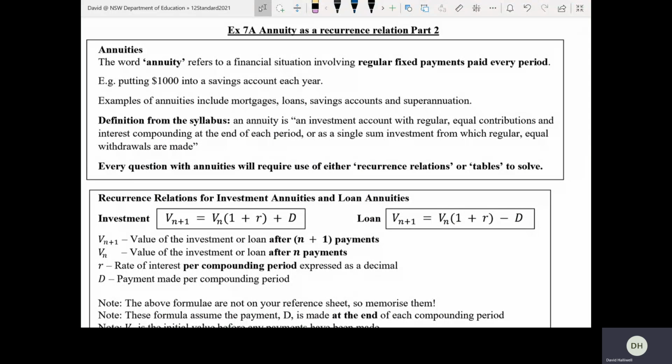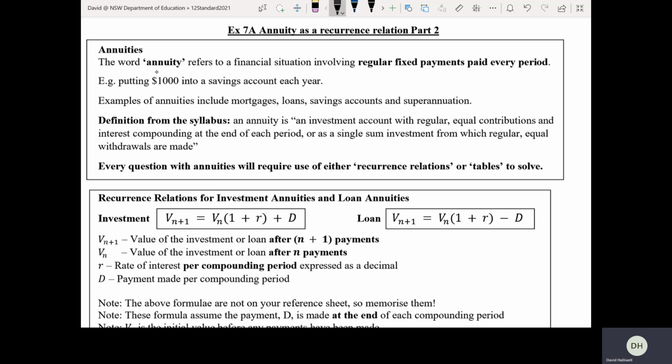Okay, this is our second video looking at annuities. So we're still on exercise 7A. And in this video, we're going to have a look at what is the definition of an annuity, and then we're going to connect annuities with recurrence relations, which we looked at last video.